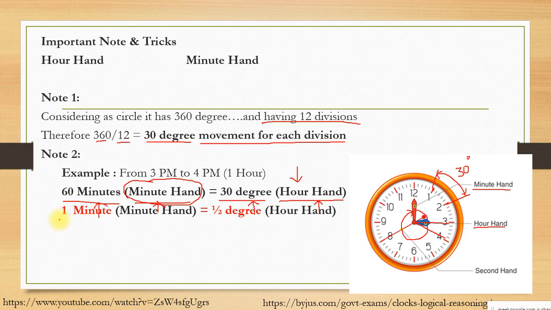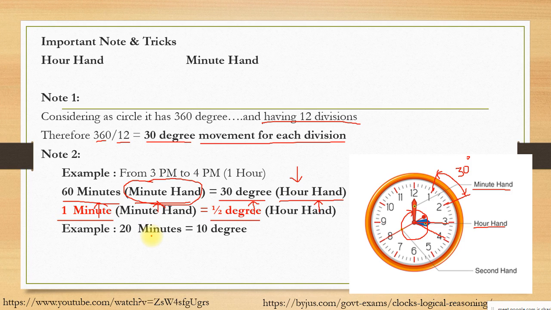So how many degrees for 1 minute? 1 minute is equal to half a degree. The reason is, see here, if I divide 30 by 60, I get half. If I divide 1 by 2, I get a half. So 1 minute is equal to half a degree.